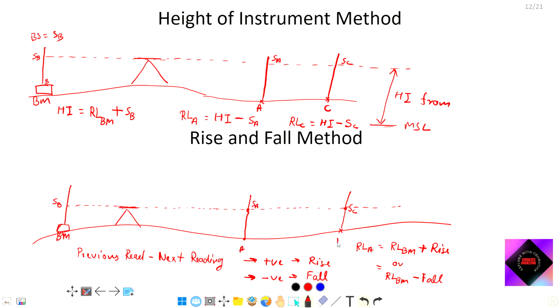Now, if we move to B, then the previous reading will be SA minus SC. We will calculate SA minus SC. If it comes positive, then rise. If it comes negative, then fall. And RL of B will be RL of A plus rise if rise comes, or RL of A minus fall. So in this way, the rise and fall method works.